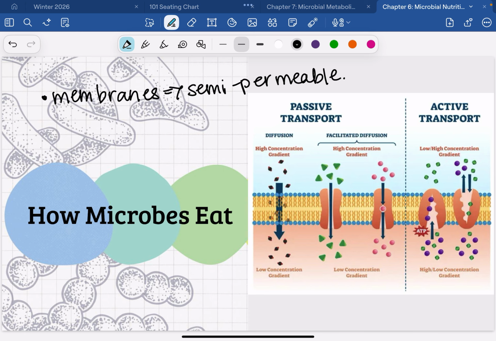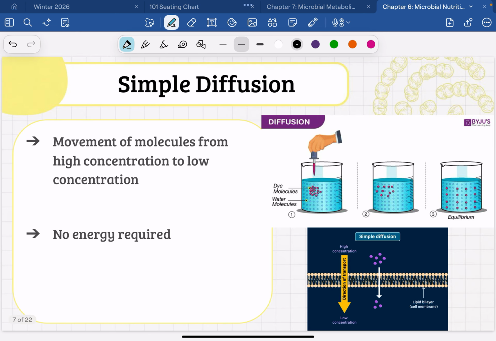So first we're going to talk about simple diffusion. And hopefully this isn't a brand new idea. You've probably covered this at least once in high school in some kind of physics or chemistry or biology class. It's the idea of diffusion. And simple diffusion is the movement of molecules from high concentration to low concentration. And that's the big thing.